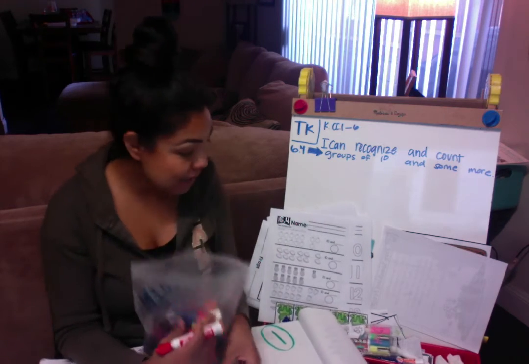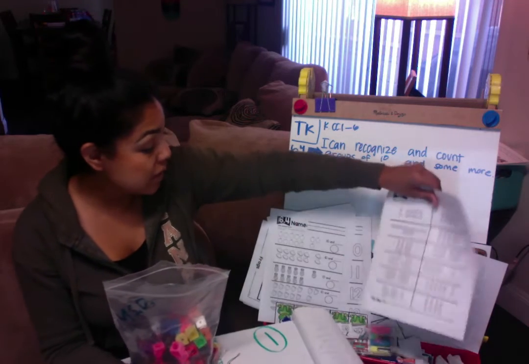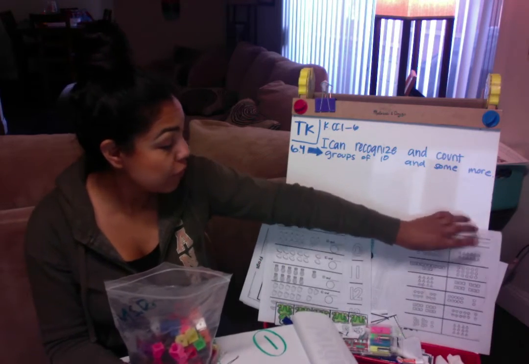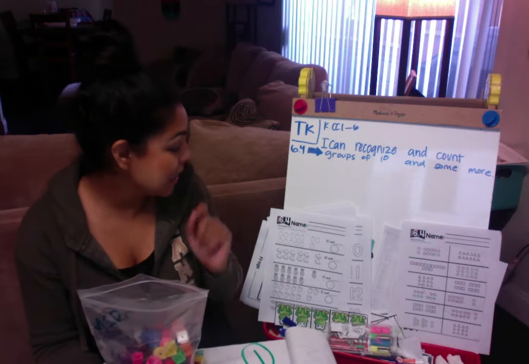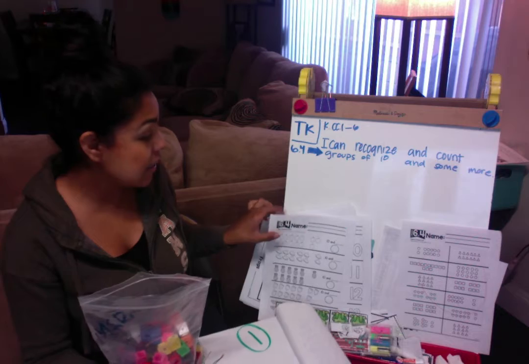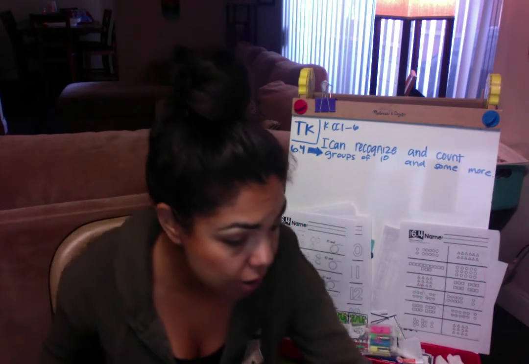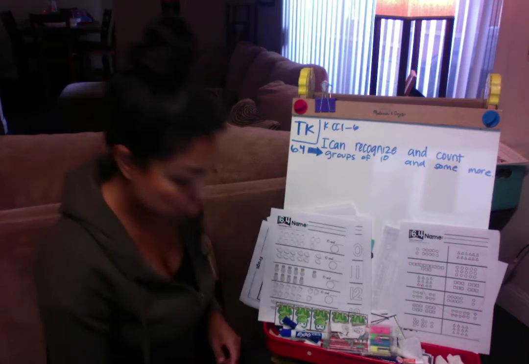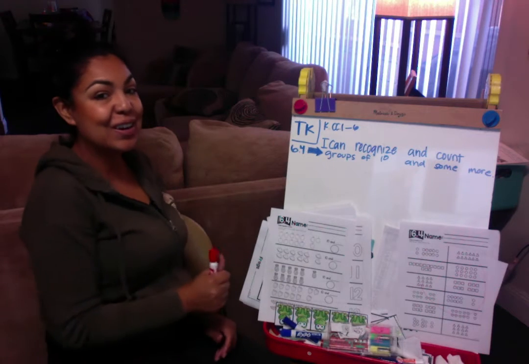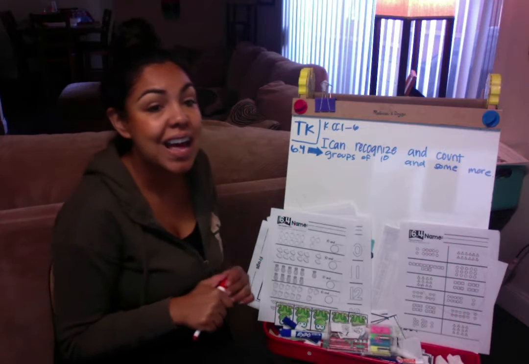I want you guys to have 6.4 ready. With 6.4, we're focusing on having groups of 10 and some more. Okay, 10 and some more. This is something we've been working on very, very hard, and I want you guys to remember how to do this because it's very important for later on when we do addition as well. Okay, and you guys are going to kindergarten, so you guys will be ready. All right, here we go, guys.